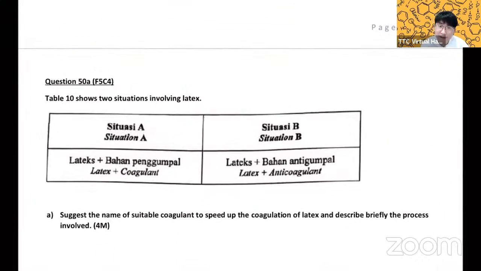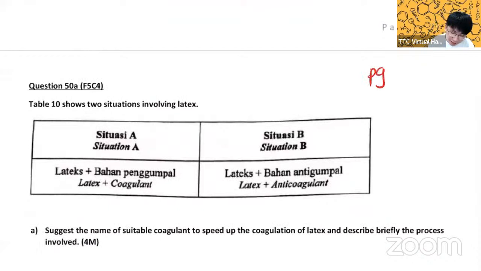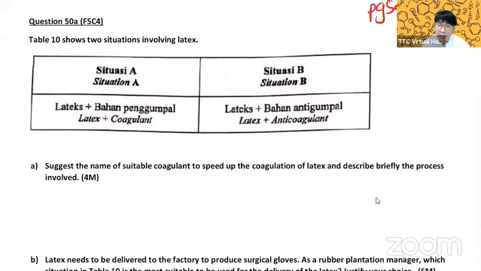Then you will see chapter 4. Okay, so we have situation A, latex plus coagulant, and situation B, latex with anticoagulant. You know that latex is kind of the raw rubber, and it can have two conditions. It can become a solid, which we call coagulation, or you can prevent it from becoming solid. Suggest a name for a suitable coagulant to speed up the coagulation of latex and describe the process involved in this coagulation.